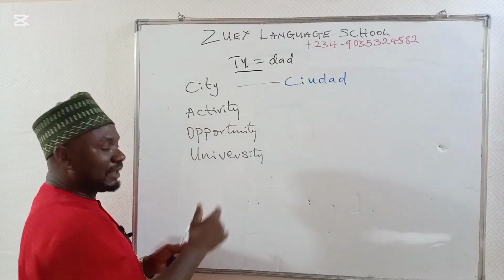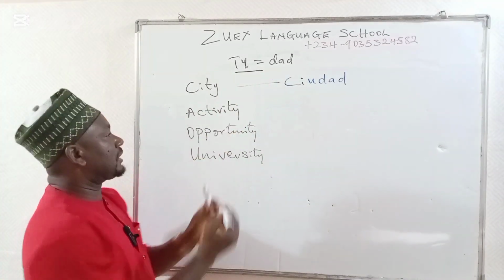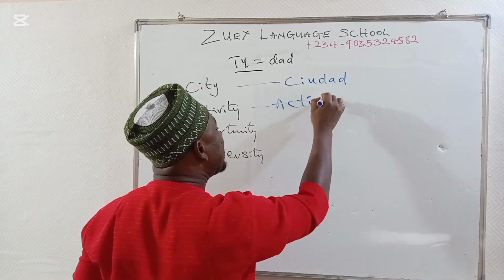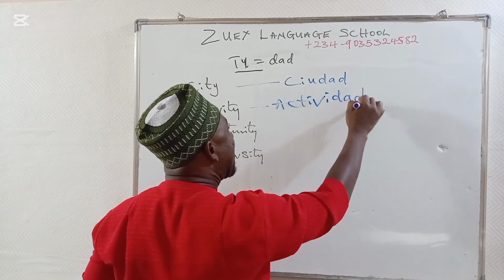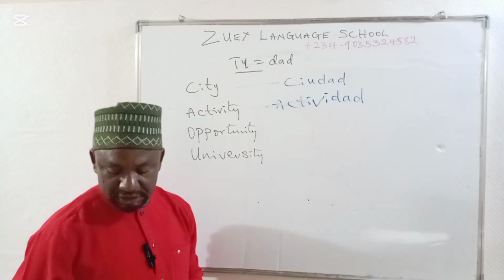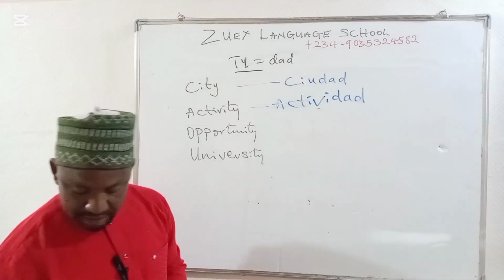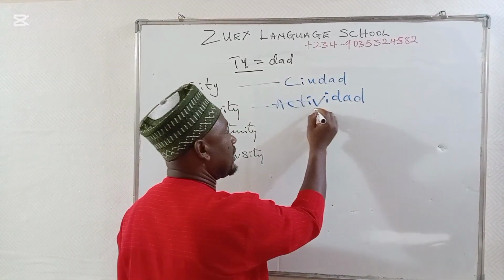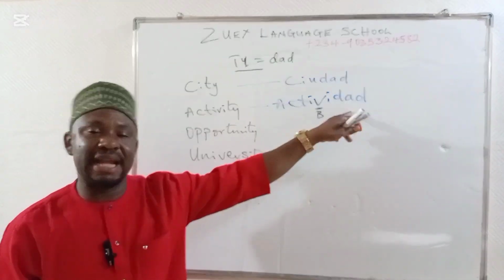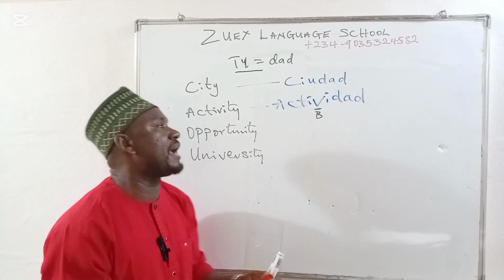And what about activity? Activity. Let's now convert it using the hack system. Now, what we have here is actividad. Remember, in Spanish, you do not pronounce V. V is pronounced as B. Then we have actividad. I'm just pronouncing it that way so that you can learn it, right?